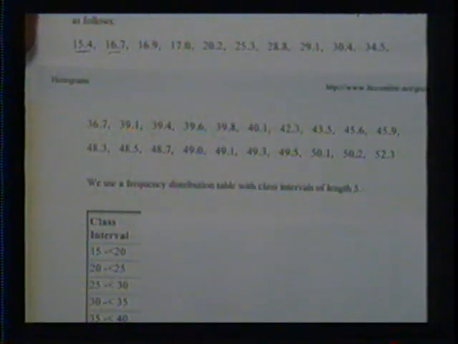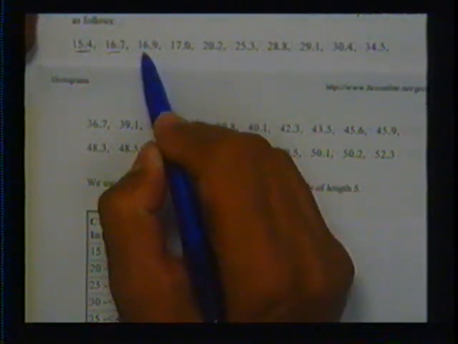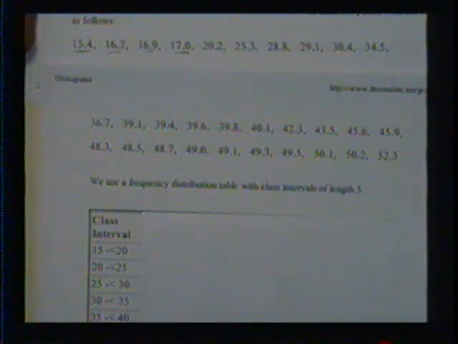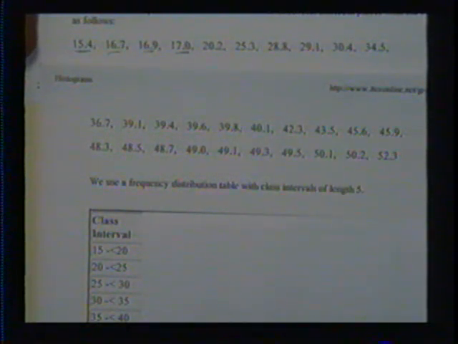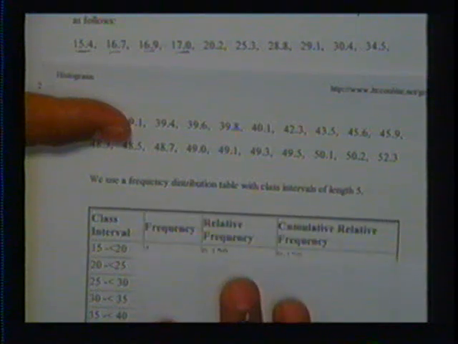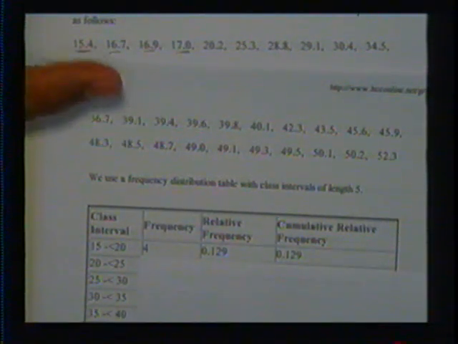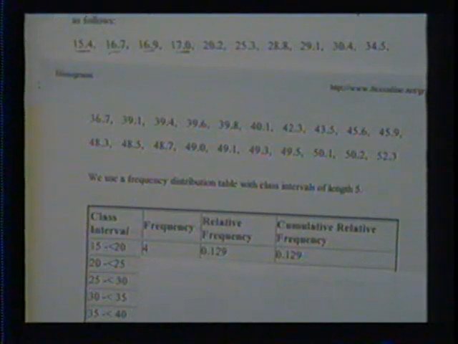Yes. Then 16.7, then 16.9, and then 17. All of the other values are greater than 20, correct? Yes. So between 15 and 20, you have 4 values. So what I will do, like in a frequency table, I will write between 15 and 20, I have 4 values. So that is my frequency.